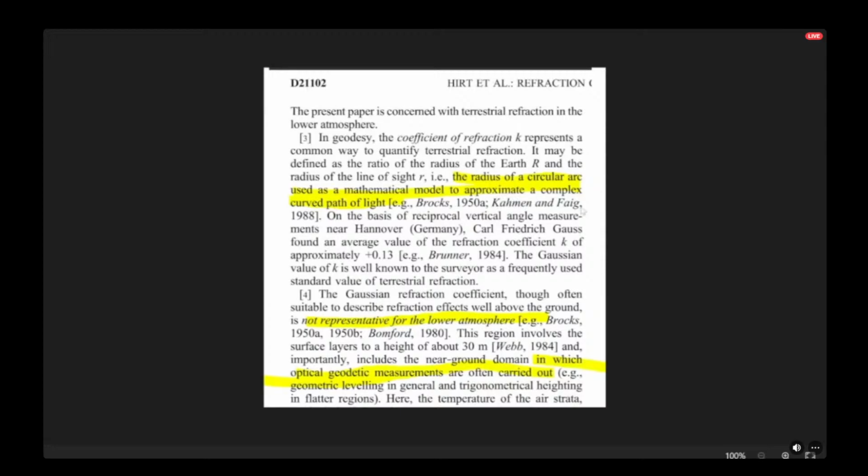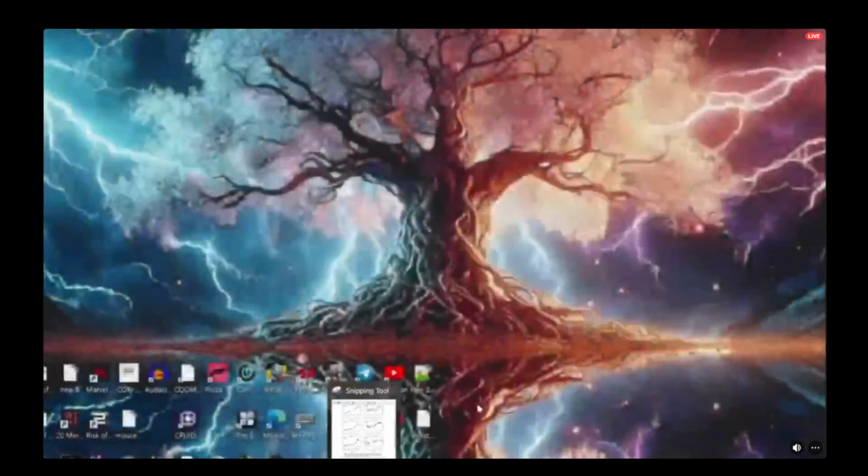follows Earth's curvature. Would you look at that? And look, the radius of a circular arc is used as a mathematical model to approximate a complex path curve of light. So this is exactly where they say this is the domain in which optical geodetic measurements are often carried out. And they said this coefficient right here is well known to cause all sorts of fluctuations.